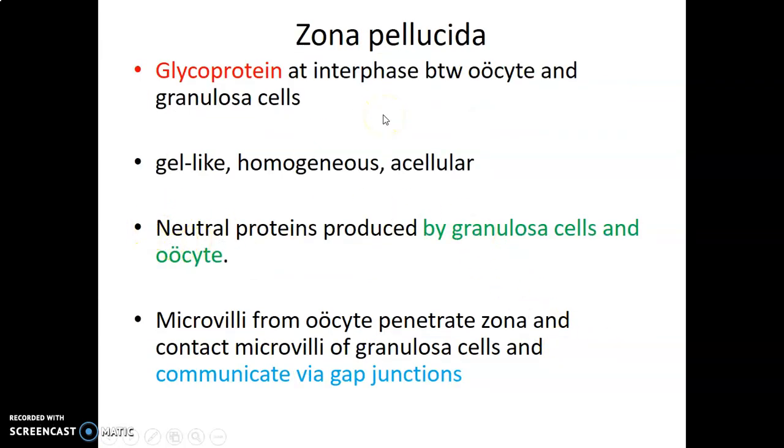We have zona pellucida, which is a glycoprotein coat between the oocyte and the granulosa cell. It's gel-like and homogeneous and acellular, contains neutral proteins that are produced by the granulosa cells and oocyte. So both the granulosa cells from the follicular cells and the oocyte produce this glycoprotein coat that we're calling zona pellucida.